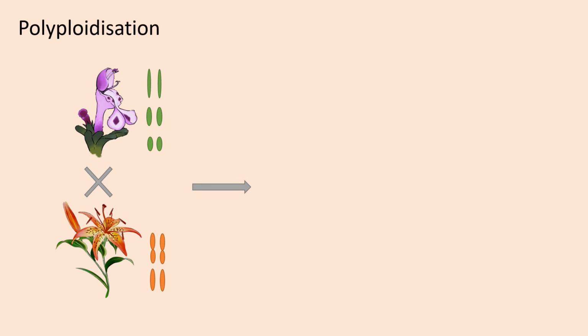But the problems of wide crosses do not always stop after a successful fertilization. Quite often, the interspecies hybrids are sterile. They are not capable of reproducing themselves. This is because of chromosomal incompatibilities between the two parental species.